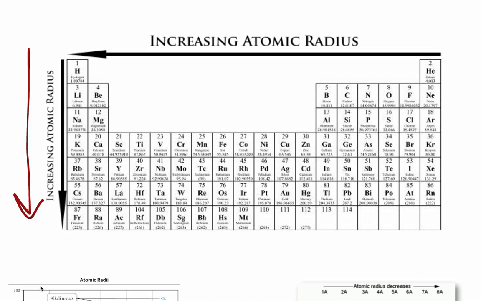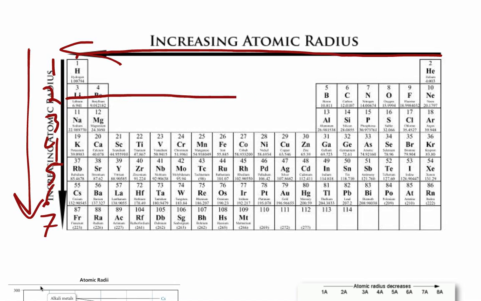It increases going down, so elements get bigger as we go down the periodic table, which should make sense, because notice we're adding energy levels. Energy level 1, energy level 2, 3, 4, 5, 6, 7. So we're adding energy levels, so it makes sense that as we add stuff, it gets bigger. What confuses a lot of people is that the element is actually bigger from right to left. So as we add electrons going across this way, the element actually gets smaller.